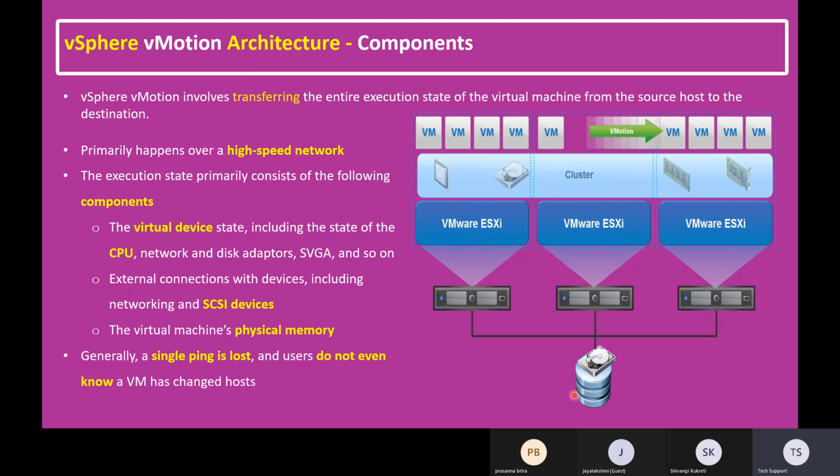Some customers may configure FC SAN, some customers may configure NFS storage, some may go with vSAN or virtual volumes, software defined storages. So any storage, but the concept is still the same. We require minimally 2 or more than 2 ESXi hosts and a shared data store. We have 3 ESXi hosts in this diagram.